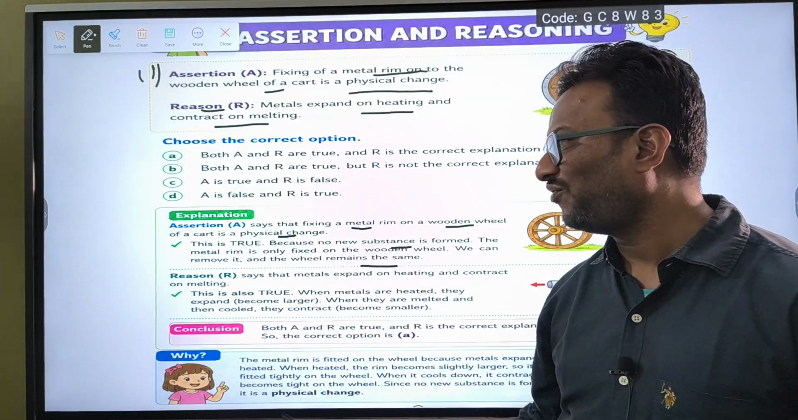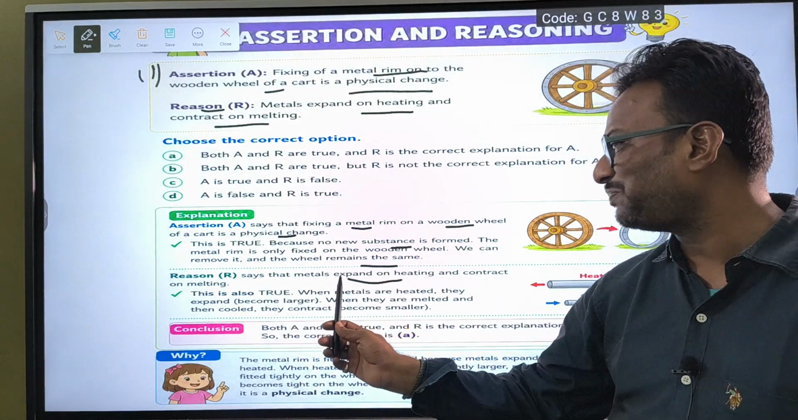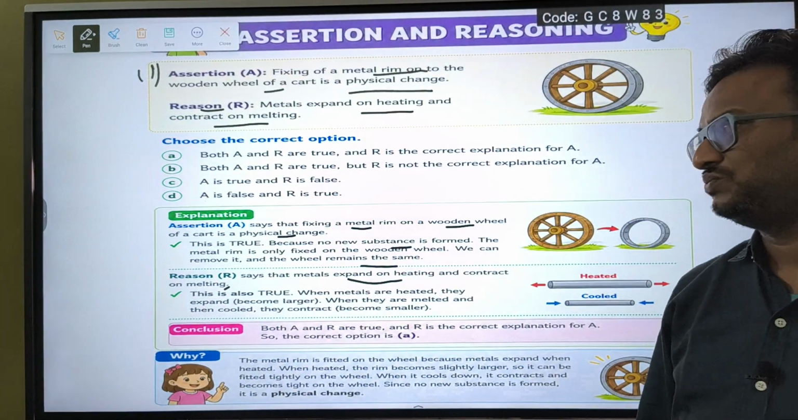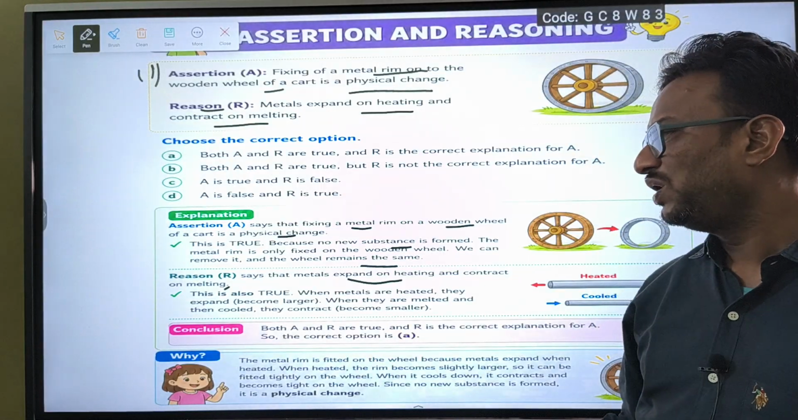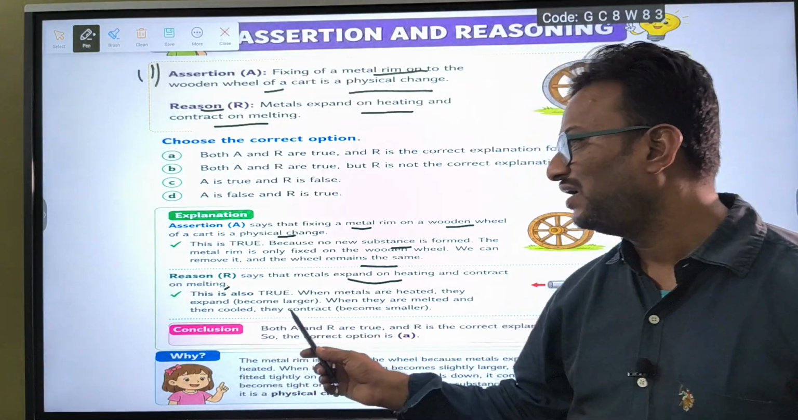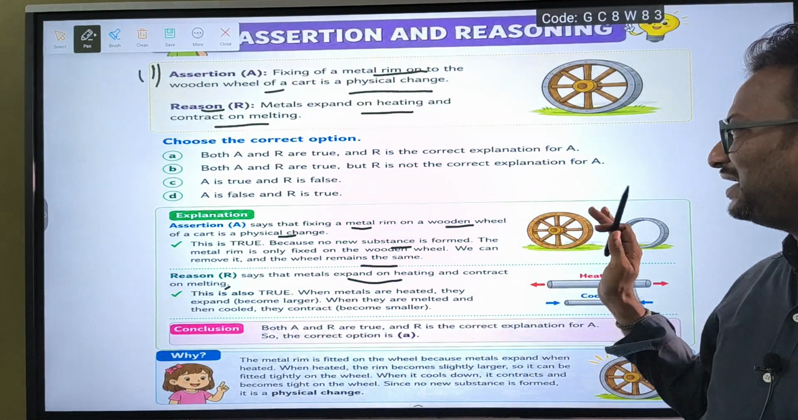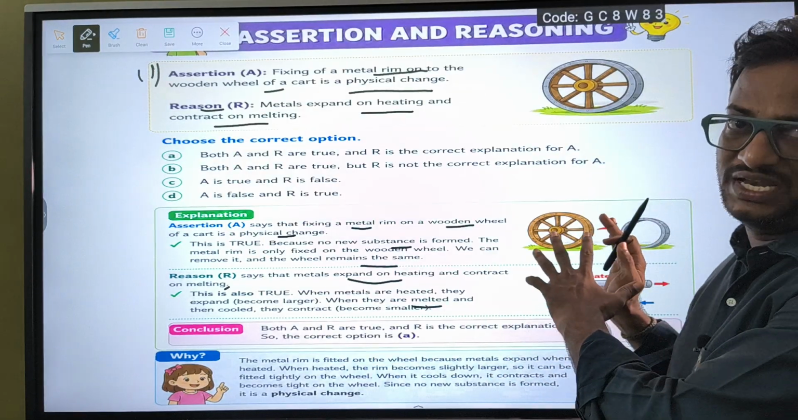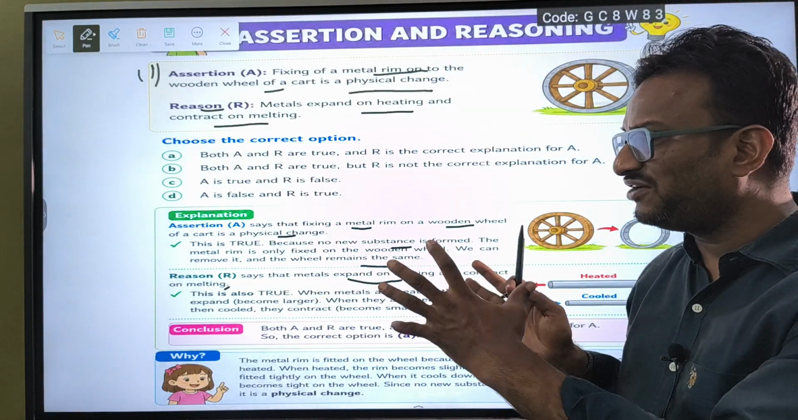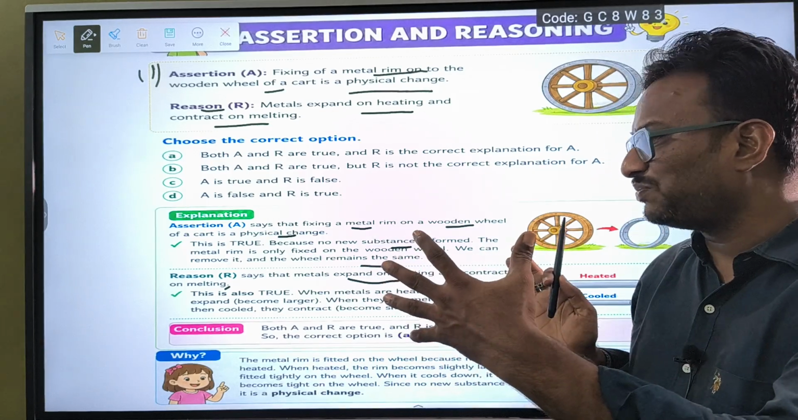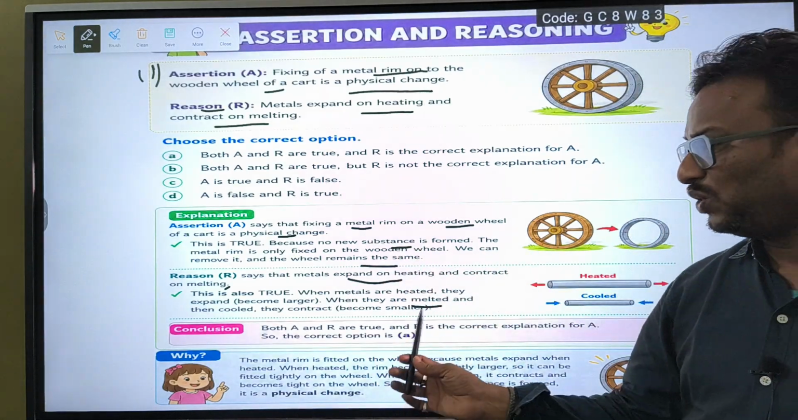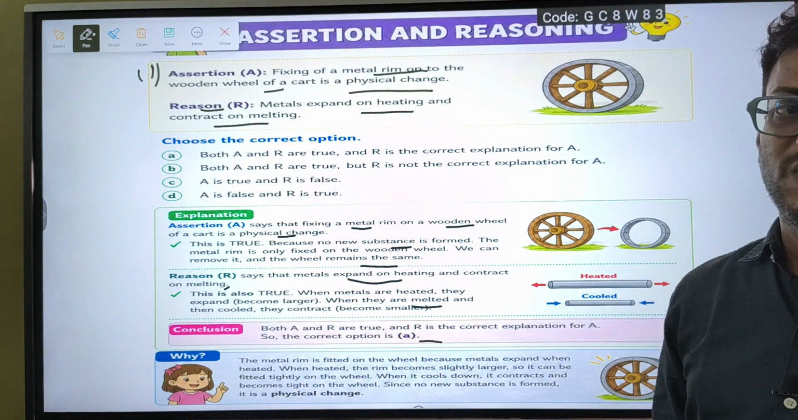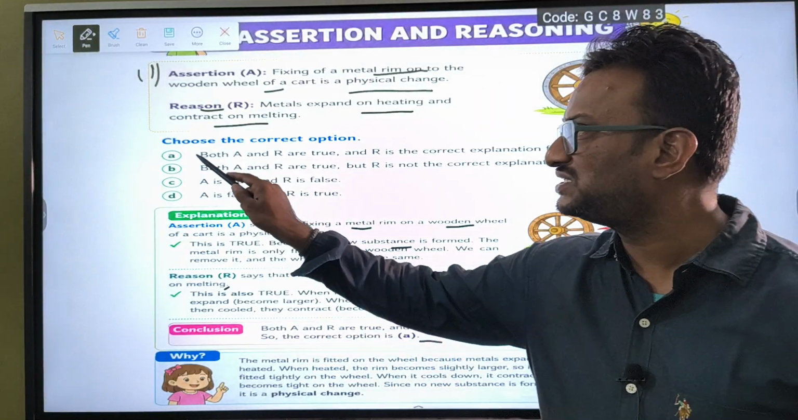We go for the reason. The reason says metals generally expand on heating and contract on cooling. This is also true. When metals are heated, they expand and become larger, and we can fit it onto that wooden wheel, and after some time when it cools, it will contract, become small and adjust. So both A and R are true, and it will fix to the wooden wheel. So the option is A.